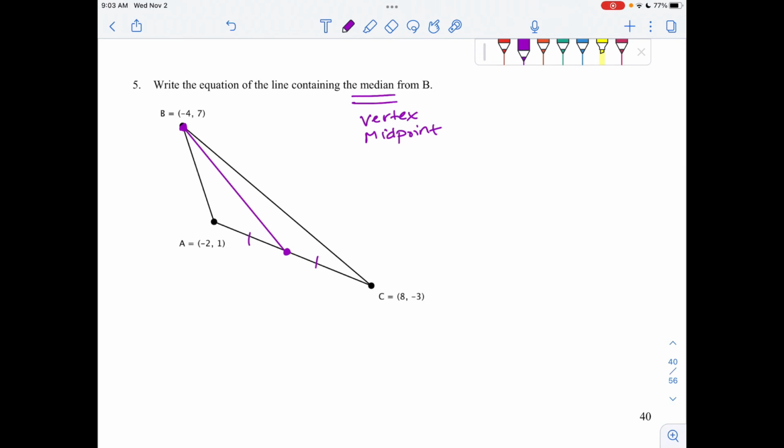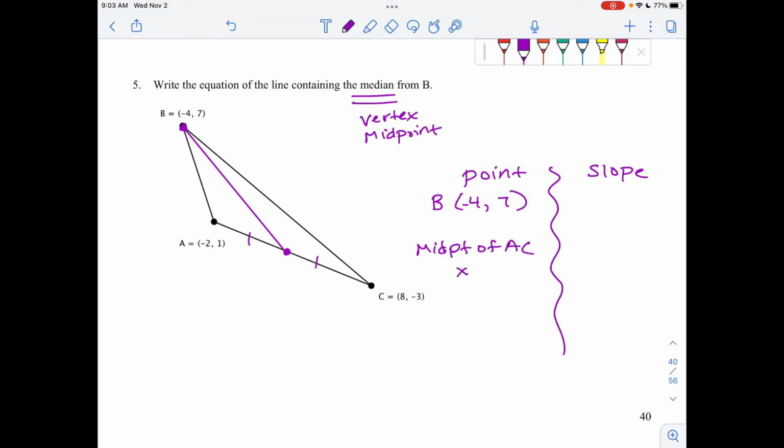So that's what my median would look like. So I'm trying to write an equation of this line. So I have a point and a slope. Now the cool thing about this is that there are actually 2 points that I can find. One point that I know is on this line is the vertex. So I'm just going to go ahead and put that in there, -4, 7. But another point that I can find that I know is on this line is the midpoint of AC. And so I can find that as well. I'm going to find that midpoint.